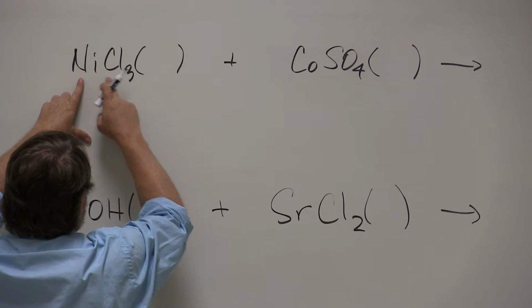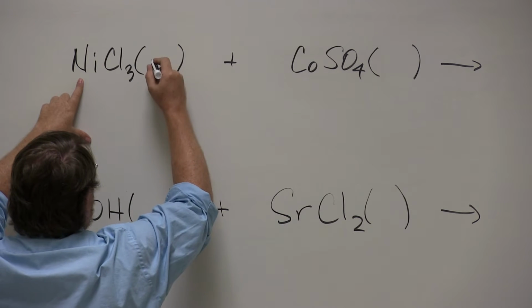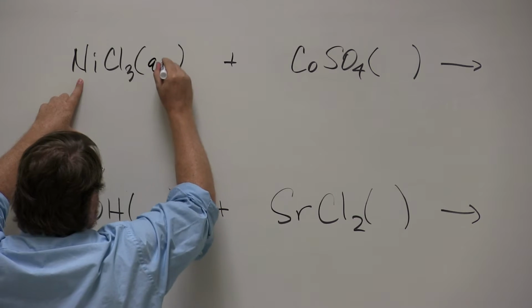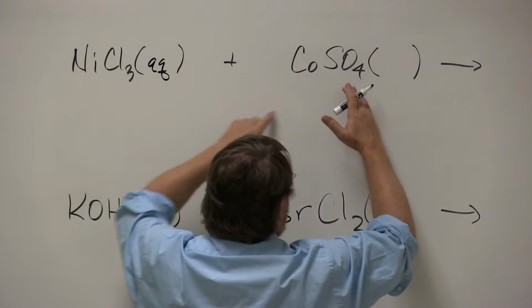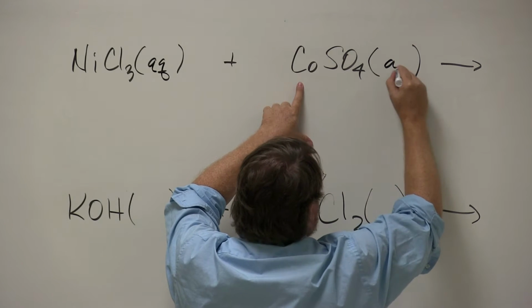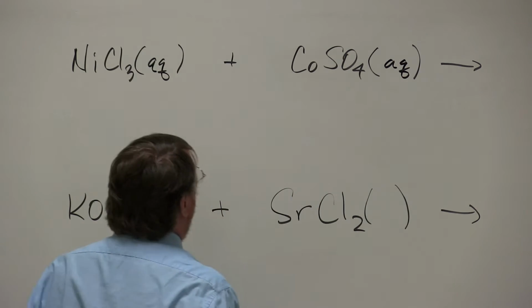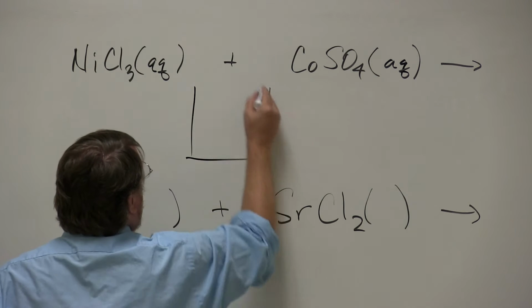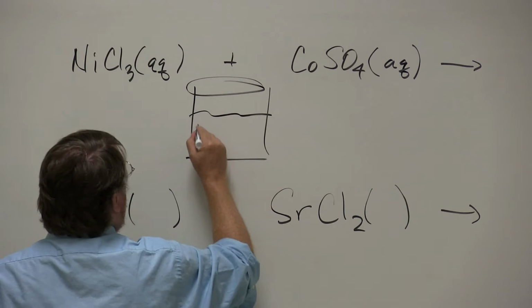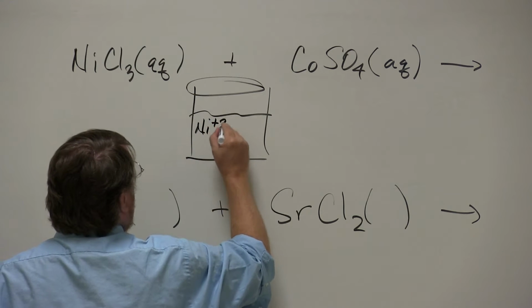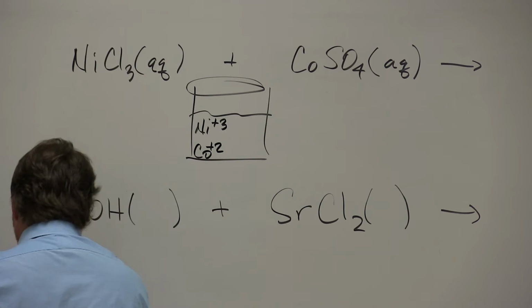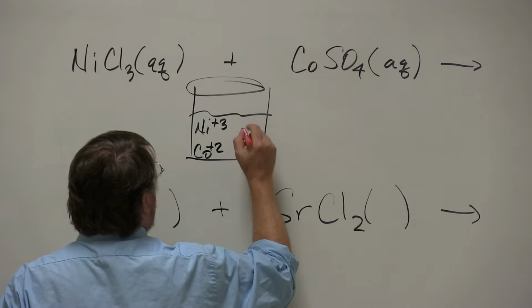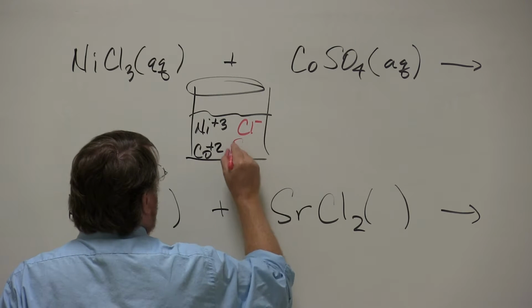So nickel chloride here, this is actually nickel 3 chloride. Chlorides are generally soluble. Nickel would not be an exception to that. Cobalt 2 sulfate. Sulfates are generally soluble. Cobalt is not an exception to that. So these are both aqueous. So in water, they're going to produce nickel ion, cobalt ion, and then we're going to make our anions, chloride and sulfate.